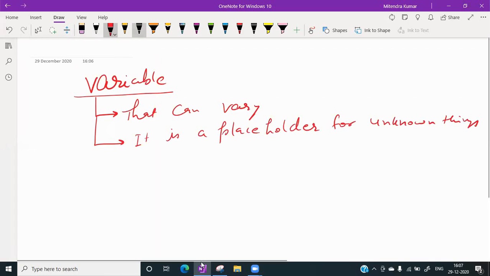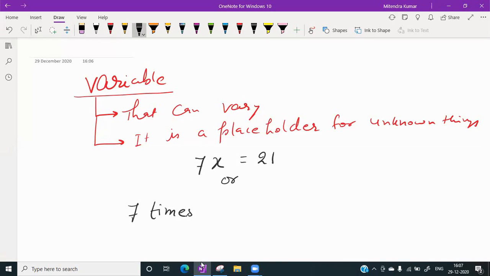So if I write 7x equal to 21, or maybe I can write 7 times, I will put a question mark or maybe fill in the blank, and I ask 21, है ना? तो यहाँ पे अगर ये जो x है, what is this x? X is a placeholder और maybe एक वेरिएबल, है ना?